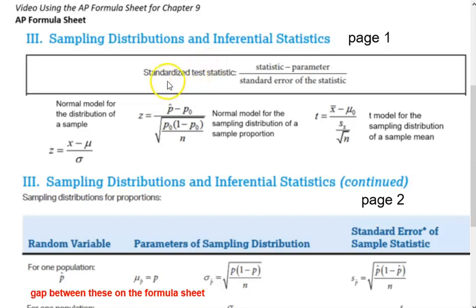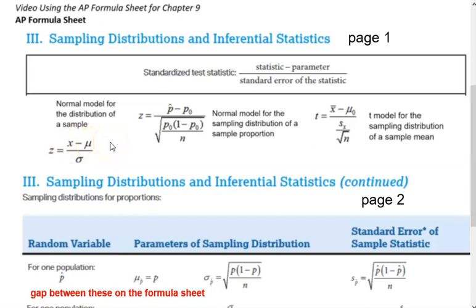There's also a template for something called a standardized test statistic, and it says statistic minus parameter over standard error of the statistic. Now we've actually used this a whole lot earlier when we first started talking about the normal model. If we are taking a sample from a population and we're just looking at the one sample, X could represent an individual data value from that sample, and mu and sigma are the mean and standard deviation of the population. Z tells us how many standard deviations X is away from mu.